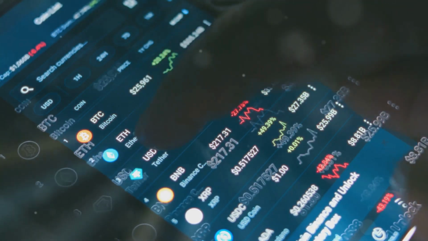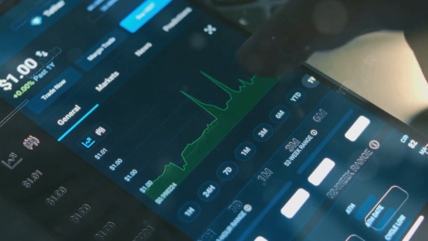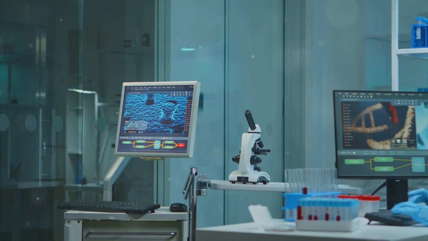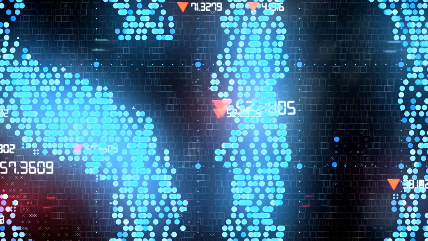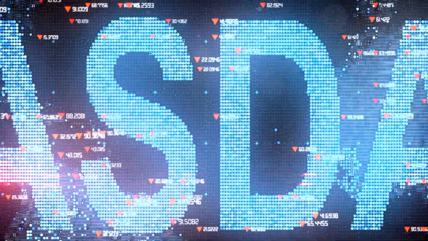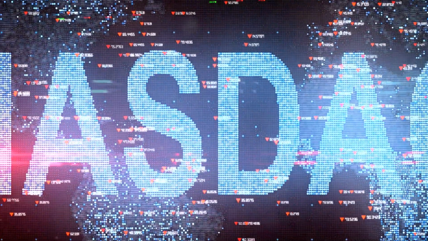For example, ARK Innovation ETF, also known as ARKK. Healthcare innovation: genomics, biotechnology, and personalized medicine. A good example here is the iShares Genomics Immunology and Healthcare ETF, ticker symbol IDNA.